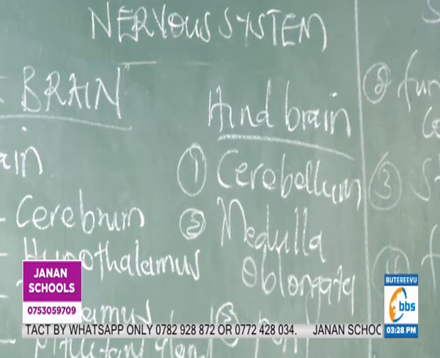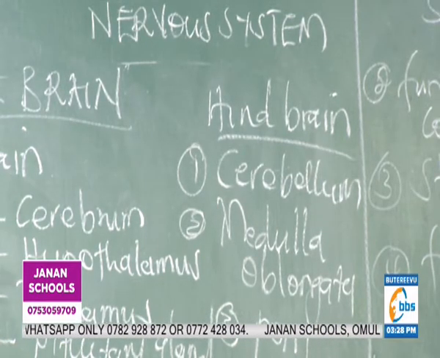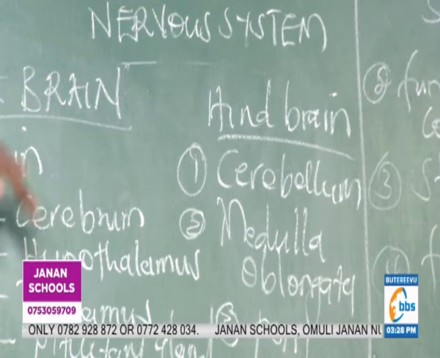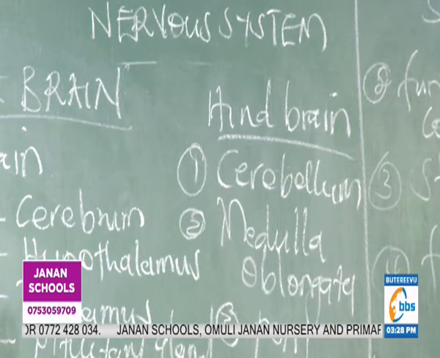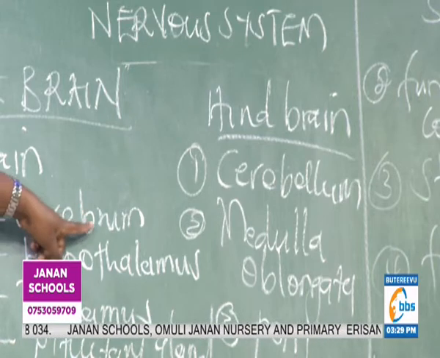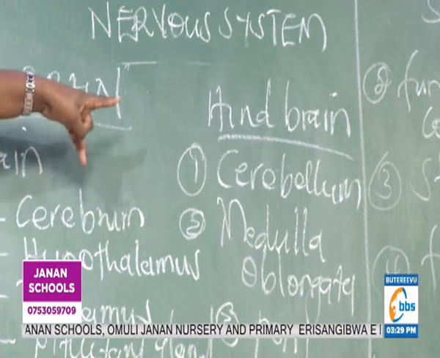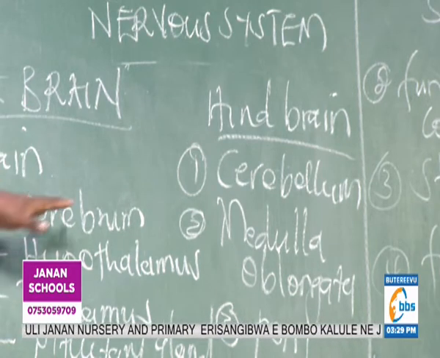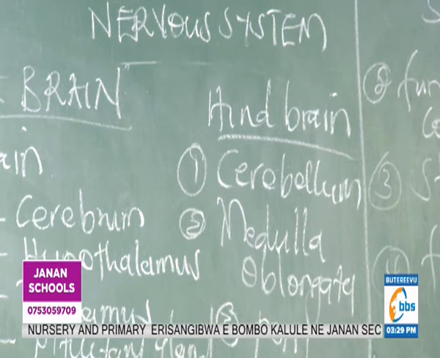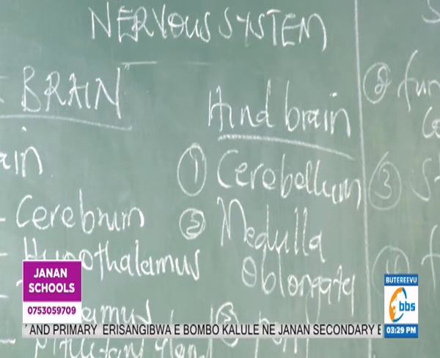Those are the three major parts of the hind brain. In most cases, students tend to confuse the cerebrum and the cerebellum. The two are different, first in spelling. This one is C-E-R-E-B-R-U-M, and the other one is C-E-R-E-B-E-L-L-U-M. So the cerebrum and the cerebellum are totally different, and they are located on different parts of the brain.